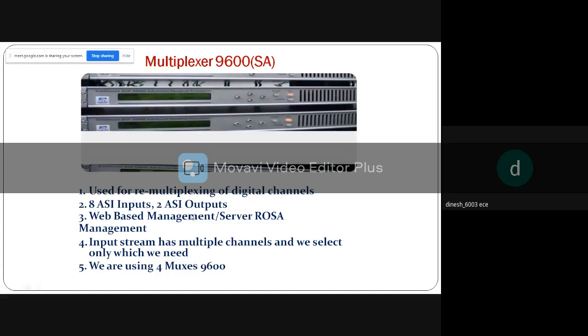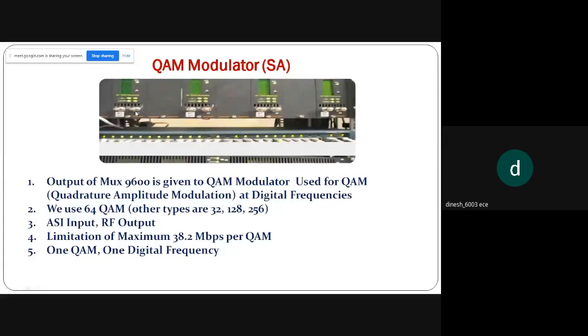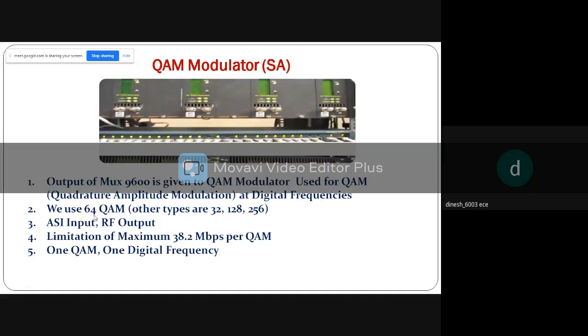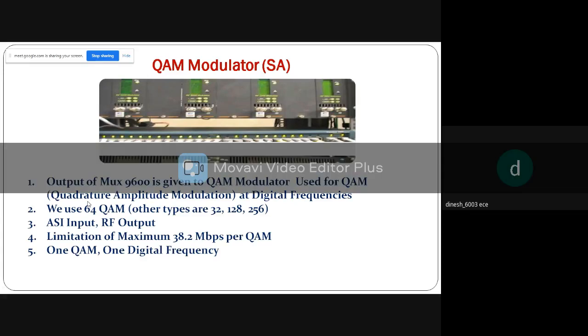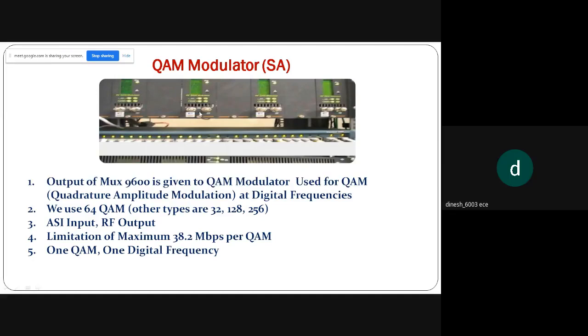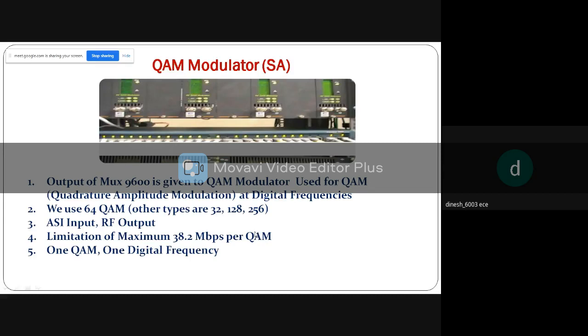In this diagram you can see 4 muxes or multiplexers being used. This is your QAM structure, quadrature amplitude modulation, of the multiplexer 9600, which is given to the QAM modulator at digital frequencies. Use 64 QAM; the others that can be used are 32, 128, 256. These are your ASI inputs and these are your RF outputs. This gives a limitation of only 38.2 megabits per second for every quadrature amplitude modulation.